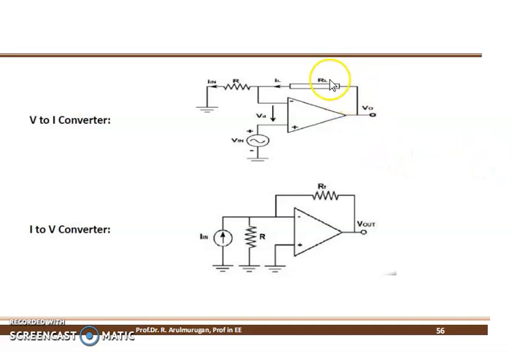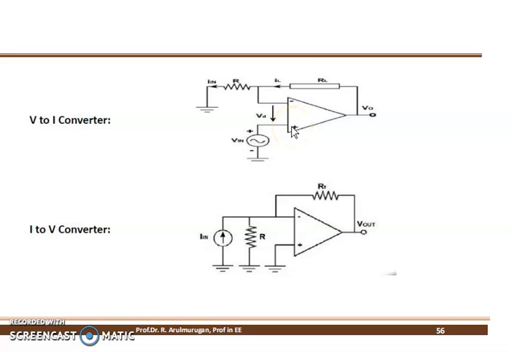Point number 1, it's a floating type of load. The load is not directly connected to the ground. Instead, it is connected to the input terminal, followed by a resistance to the ground. Point number 2, source. The source is a voltage source, connected to either the plus terminal or the minus terminal. That is your choice. Suppose I want a 180-degree phase shift, then I use the source on the minus terminal. Suppose I don't want the 180-degree phase shift and want the output in phase only, then you connect the source to the plus terminal.